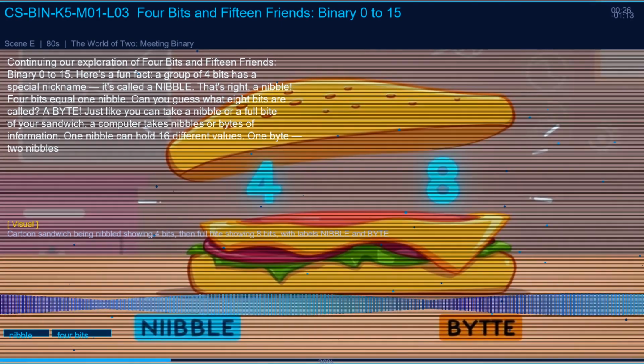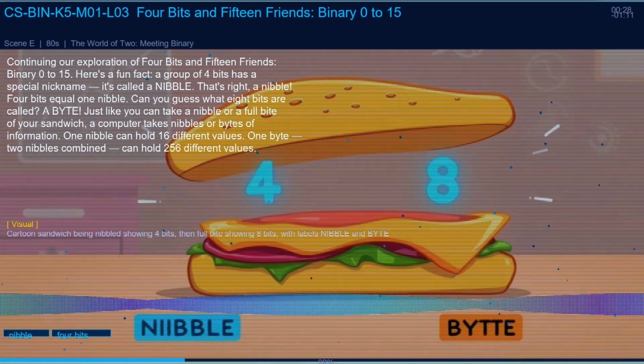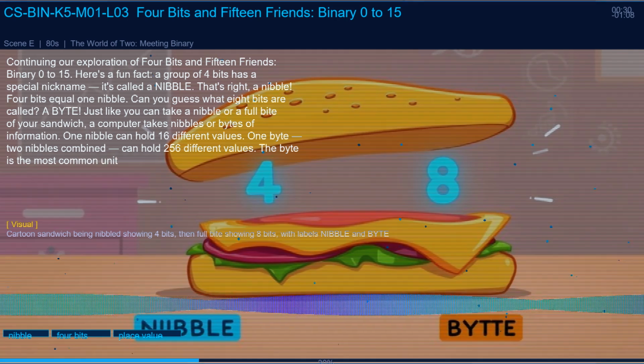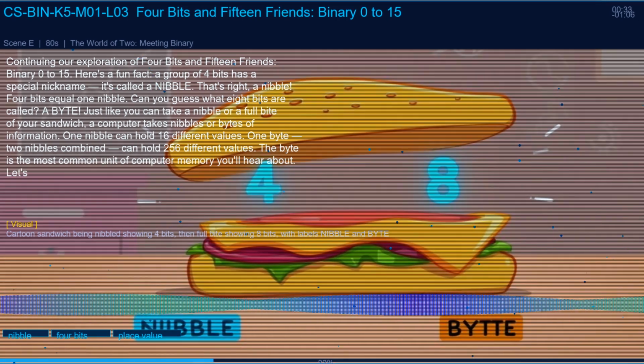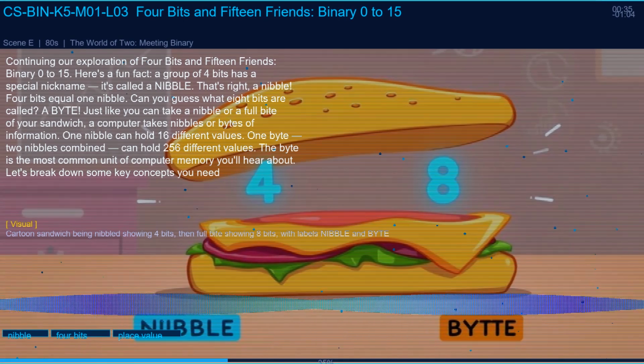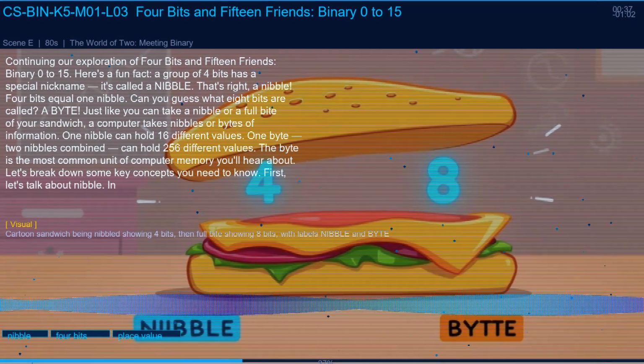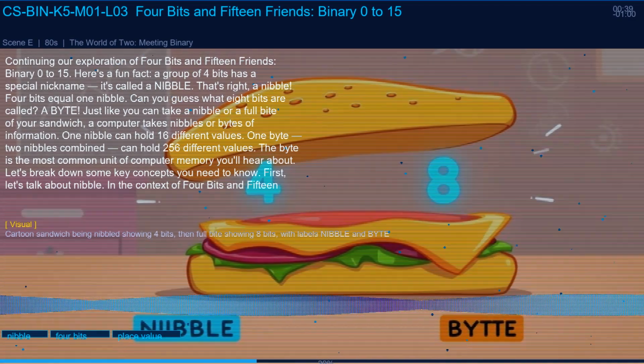or bytes of information. 1 nibble can hold 16 different values. 1 byte, 2 nibbles combined, can hold 256 different values. The byte is the most common unit of computer memory you'll hear about.